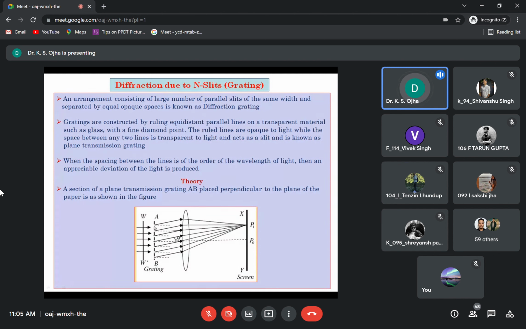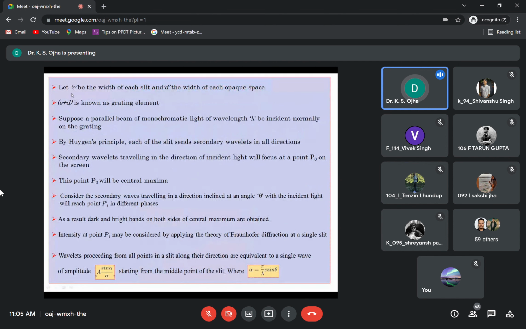So here we are using n slits, and we are considering that the width of each slit is E and the width of the opaque part is D. E is the width of the transparent part and D is the width of the opaque part. So E plus D is called the grating element.